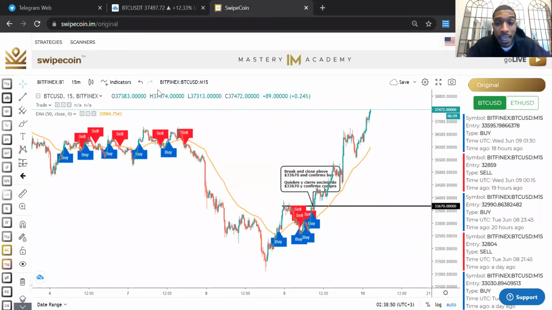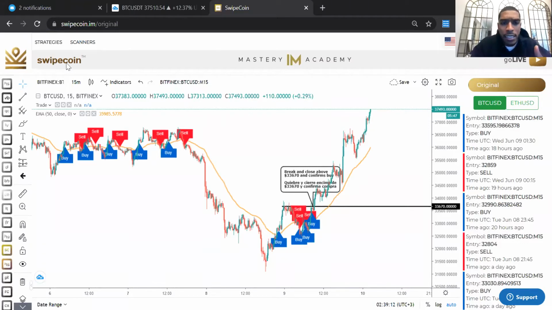After you turn on your notifications, something beautiful happens. Every single time a breakout is about to happen on the Swipecoin Scalper, you're going to get a notification. So on the strategies column in original, every single one of the notifications that comes to your phone is going to be listed on the side right here.